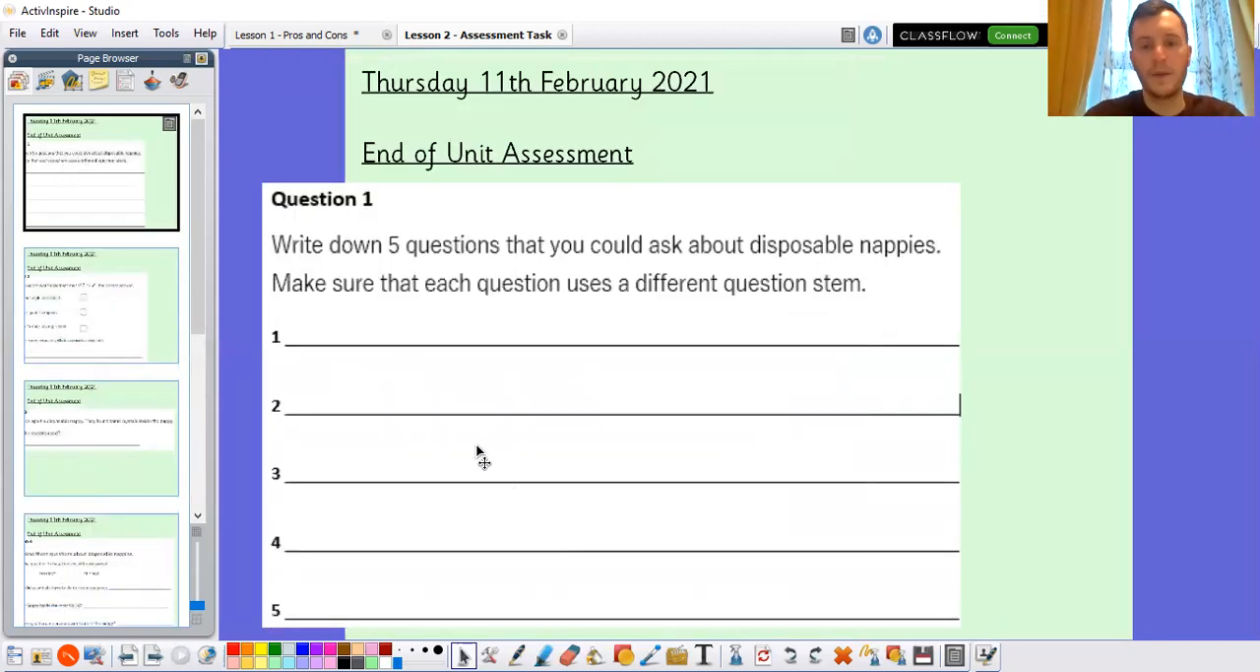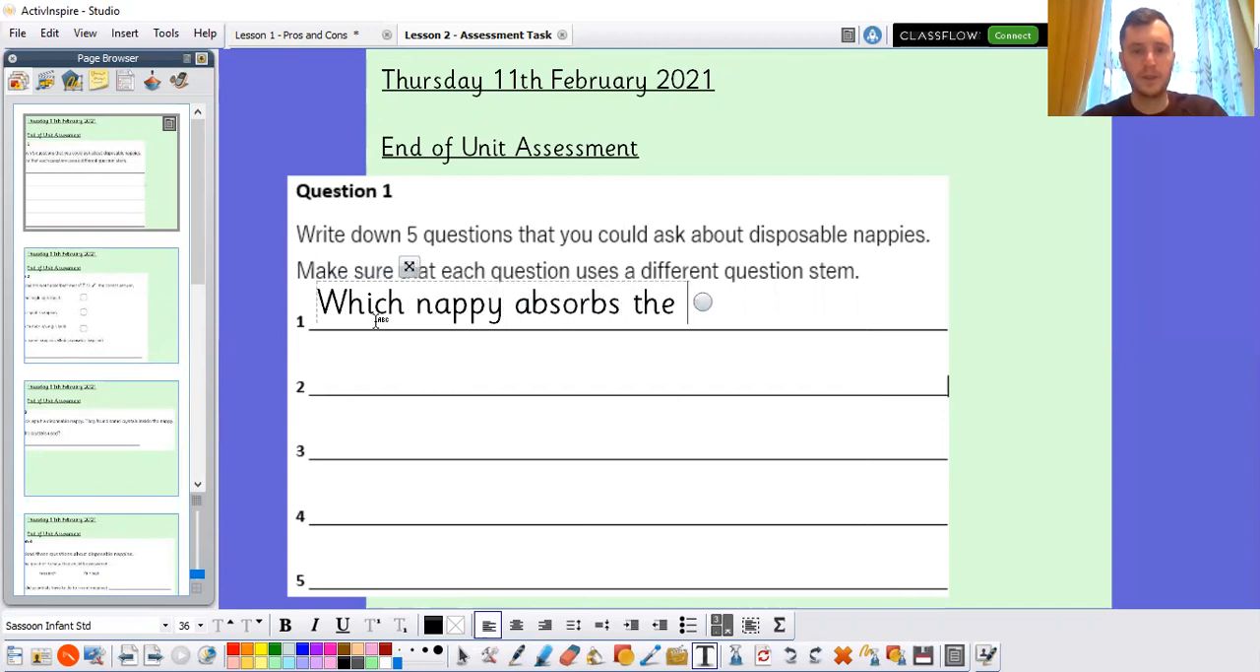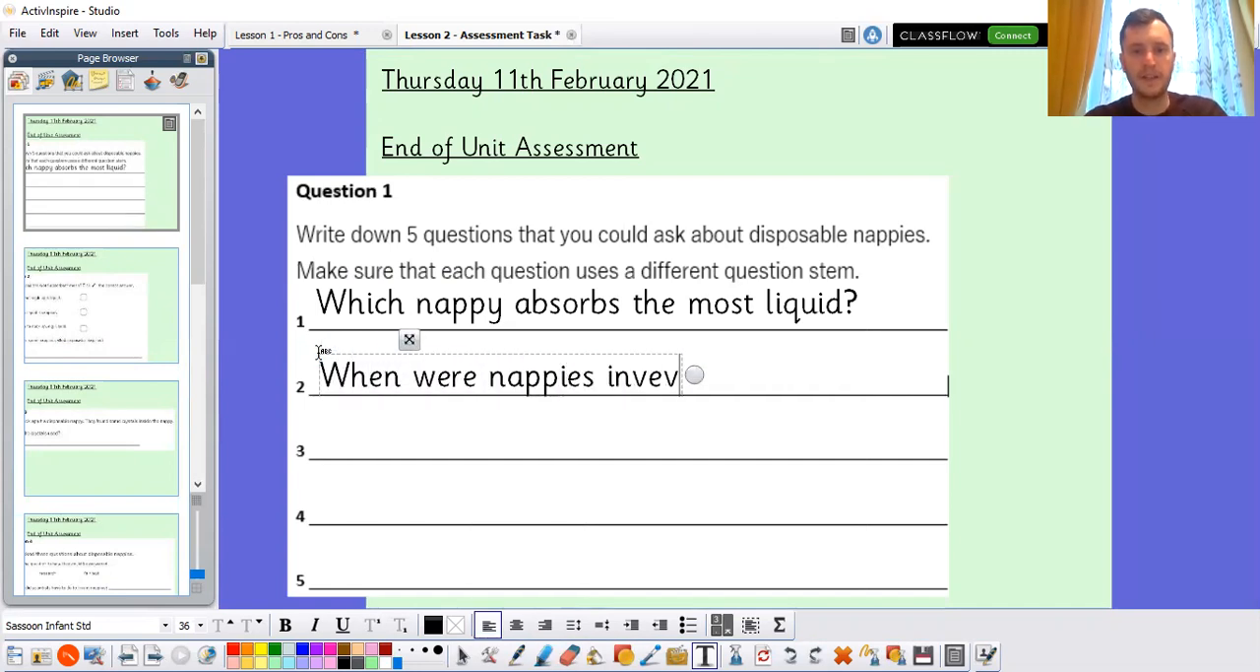So question 1, I'm not necessarily going to give you lots of different answers for this, but I'm going to give you a few that you could have used. So 5 questions about disposable nappies. Make sure you ensure each question uses a different question stem. So I might say, which nappy absorbs the most liquid? When were nappies invented?